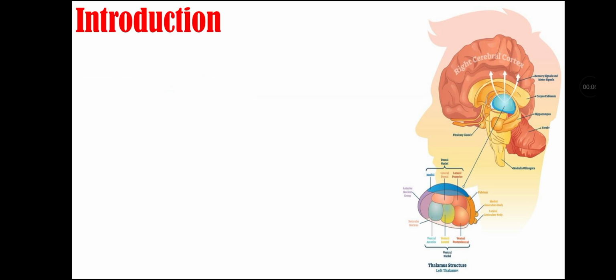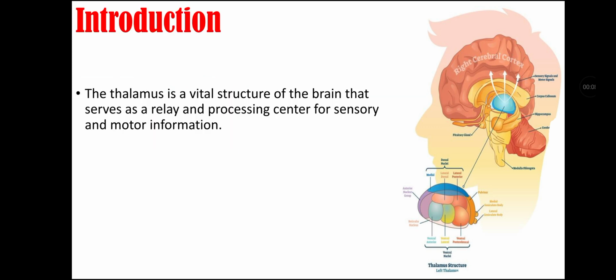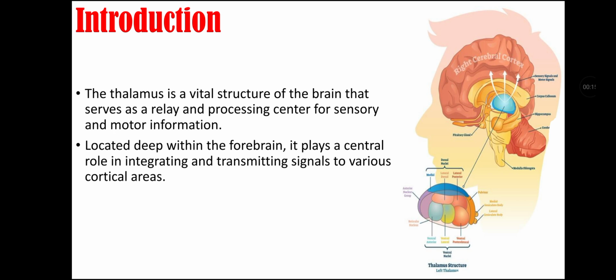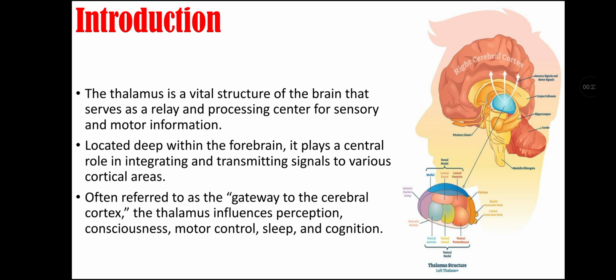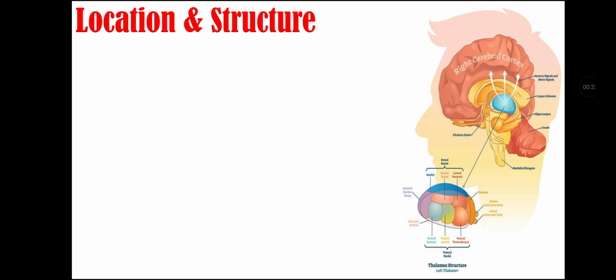So let's start the topic with introduction. Thalamus is a vital structure of the brain that serves as a relay and processing center for sensory and motor information. It is located deep within the forebrain. It plays a central role in integrating and transmitting signals to various cortical areas. It is often referred to as a gateway to the cerebral cortex. The thalamus influences perception, consciousness, motor control, sleep, and cognition.